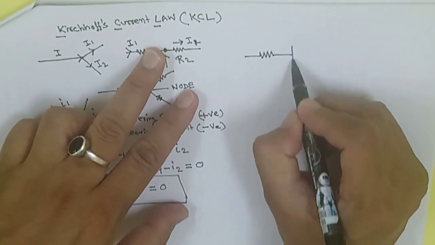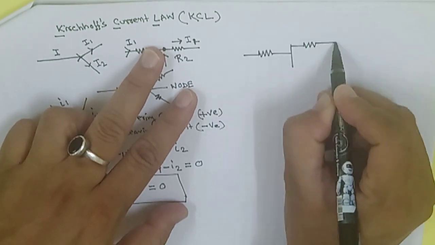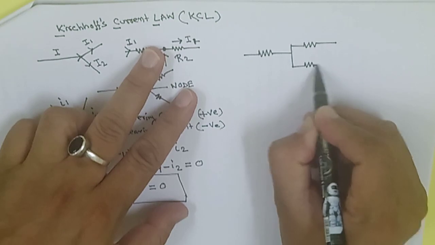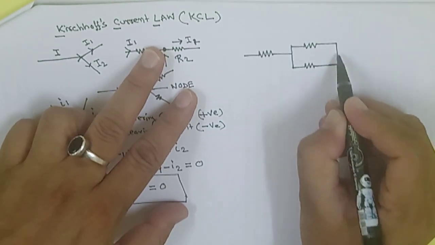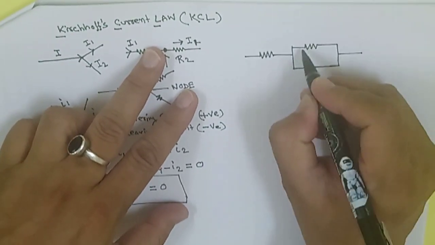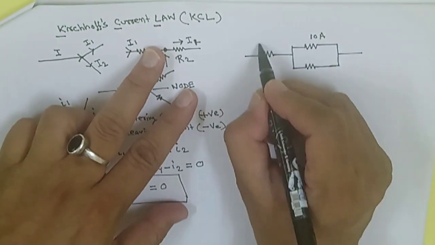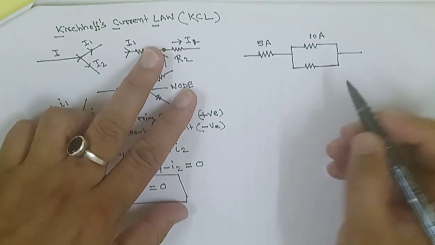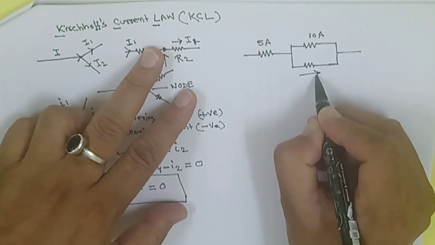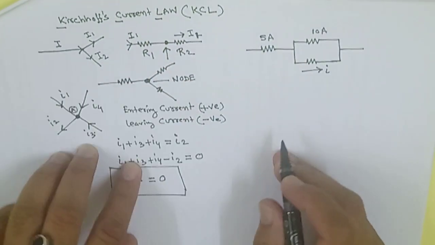One resistance here, another resistance here, another resistance here. Here we put a current of 10 ampere and here is a 5 ampere. Now you have to find out the current here. How can you find it out?